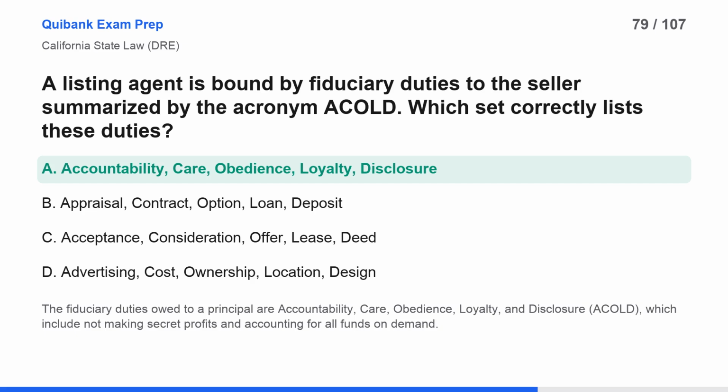The answer is A. Accountability, care, obedience, loyalty, disclosure. The fiduciary duties owed to a principal are accountability, care, obedience, loyalty, and disclosure, which include not making secret profits and accounting for all funds on demand.